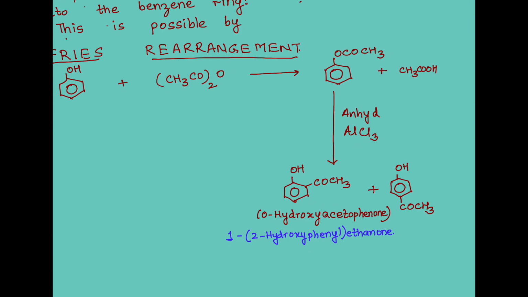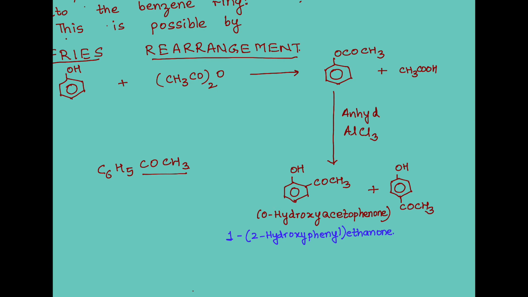Now my question to you was, how are you going to name this? Obviously you wouldn't know the common name, which is actually orthohydroxy, since the two are ortho with respect to each other. So orthohydroxy acetophenone, because it's C6H5COCH3. This is acetophenone, right? Acetyl group attached to the benzene ring.